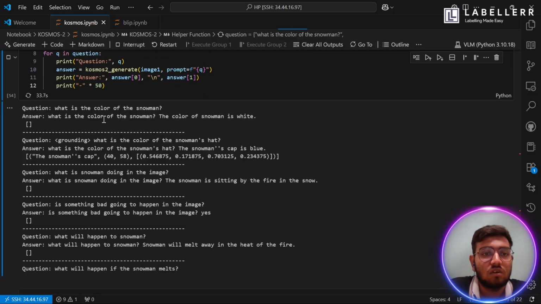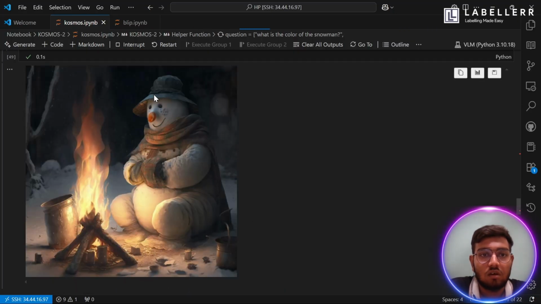Let's see. Our first question, what is the color of the snowman? The color of the snowman is white. It's true. Then, what is the color of the snowman's hat? And the snowman's cap is blue. Let's see, it's around blue or gray.